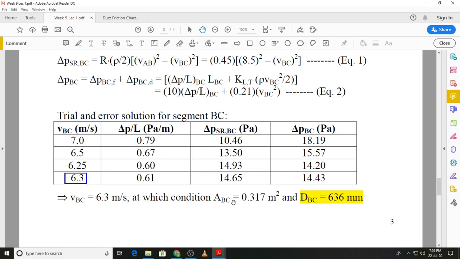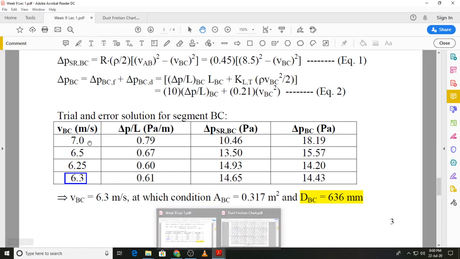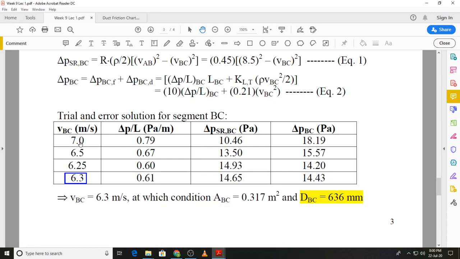Again, divide the volume flow rate by the velocity, and then convert this into the corresponding diameter of that segment, that is segment BC, and you get a duct diameter of 636 mm. I will show you these values that we have. We started with a guess of 7 meters per second, then we went to 6.5, 6.25 and 6.3, and for each we had to find out delta P by L from the friction chart.